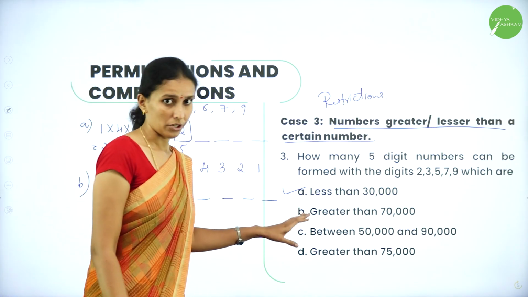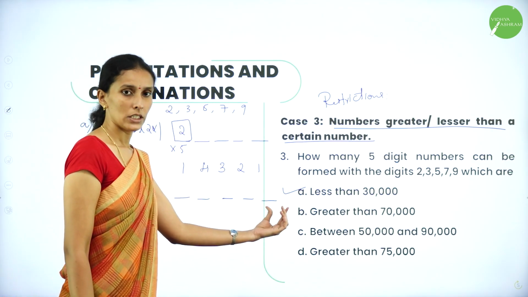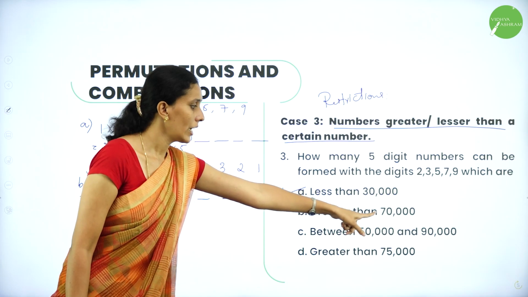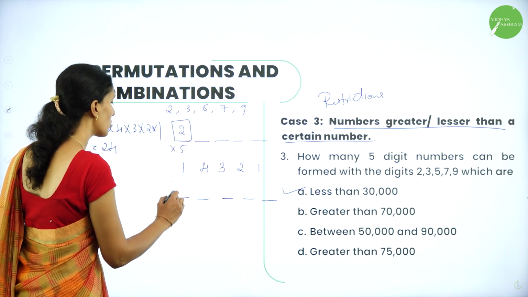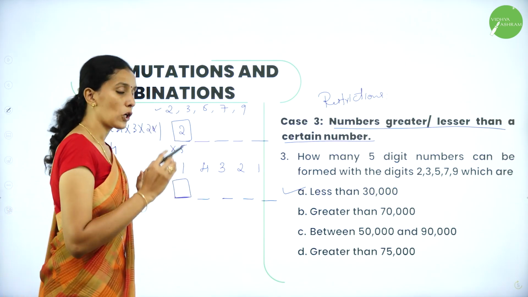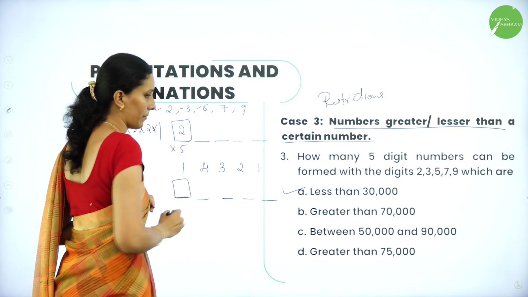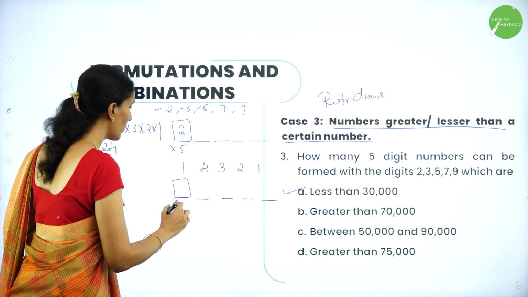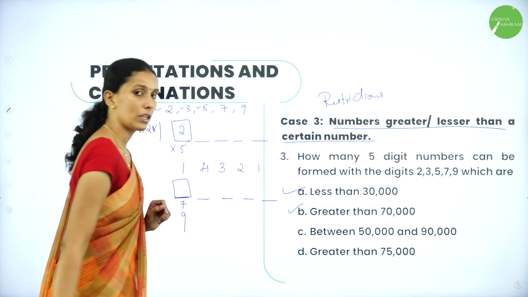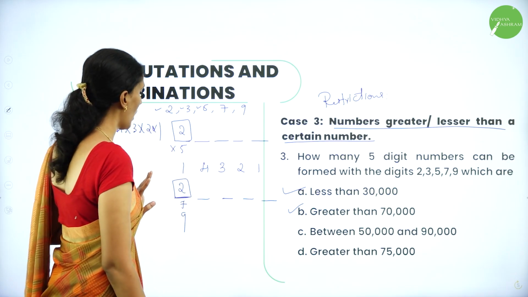So let me take the second question now. Second question, greater than 70,000. I have taken 5 digits here. From now, you can see here, since it is greater than 70,000, I have a restriction for my first place. So this is my restriction place. I cannot fill 2 because it will be less than 70,000. I cannot fill 3. I cannot fill 5. The only choices I am left with are 7 or 9, because it is greater than 70,000. Therefore, I have only 2 choices here.